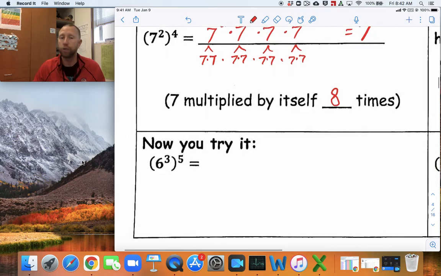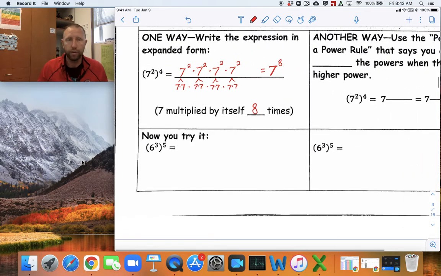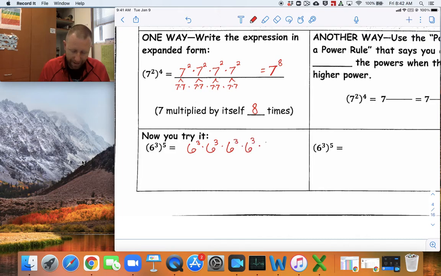And then it says, now you try. So you would try that with 6 cubed raised to the power of 5. So we're using 6 cubed 5 times, right? I'm going to do this one with you. So that's the same thing as saying 6 cubed times 6 cubed times 6 cubed times 6 cubed times 6 cubed. All right, so I've used 6 cubed 5 times. But that can be expanded even further because 6 cubed is really 6 times 6 times 6.